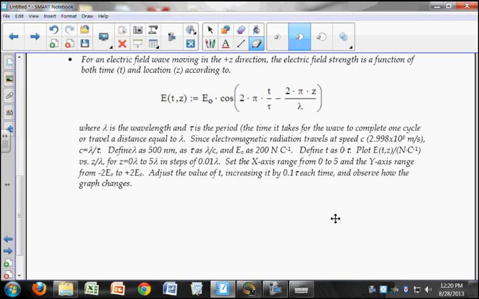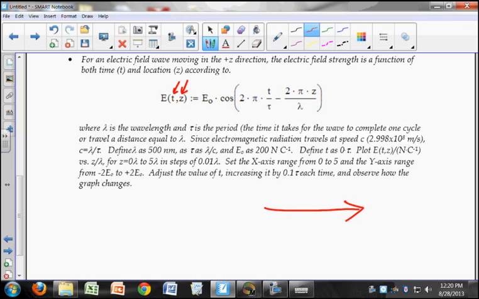Okay, so today we're going to learn how to create an animation using Mathcad. We're going to animate the electric field wave for an electromagnetic radiation. The function for the electric field as a function of time, we're going to simulate an electric field traveling towards the positive z-axis direction. So it's a function of z.